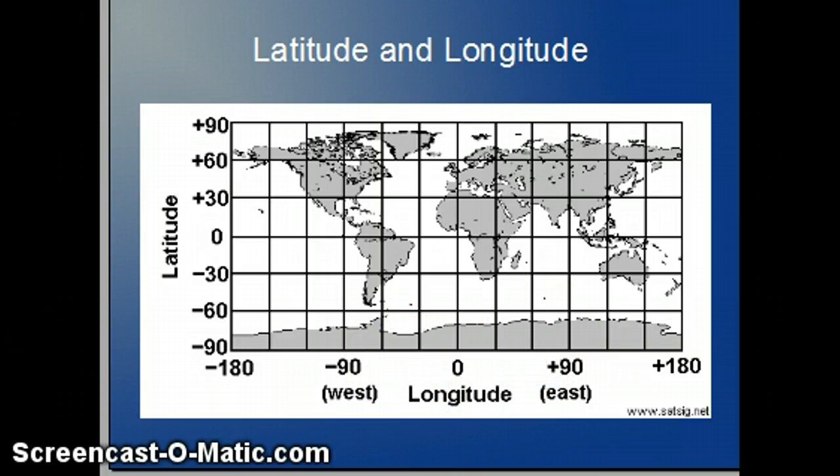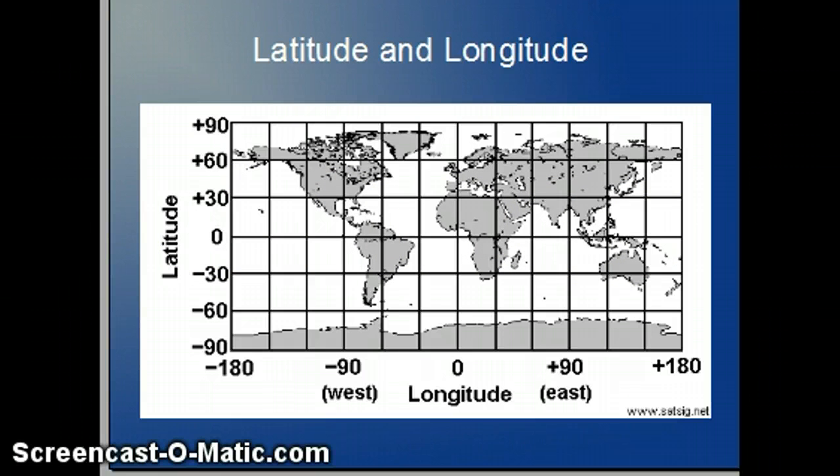Latitude lines are labeled with degree symbols, which indicate how far the lines are from the equator. They are also labeled with the letters N and S to indicate whether they are north or south of the equator. The equator itself is found at 0 degrees latitude.